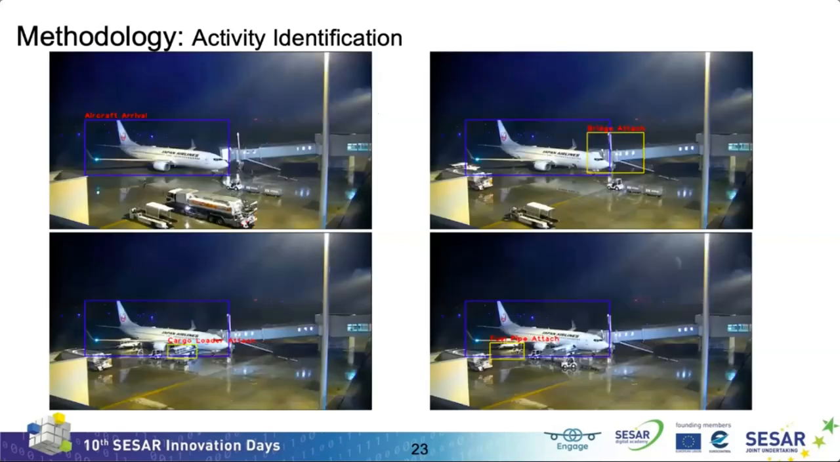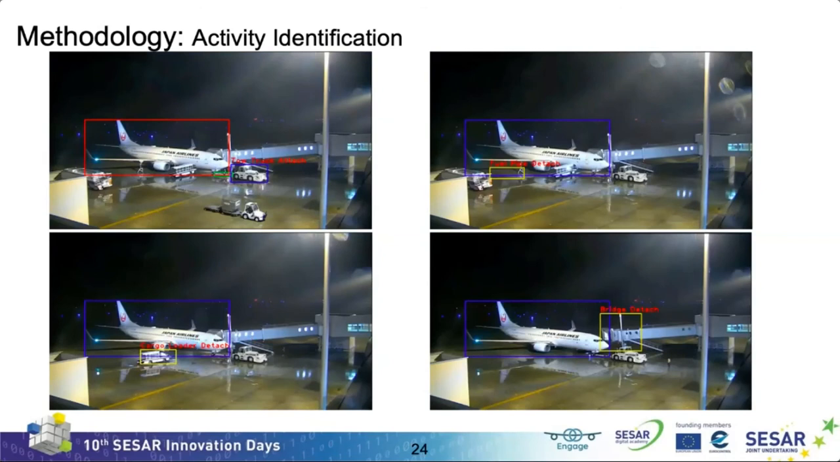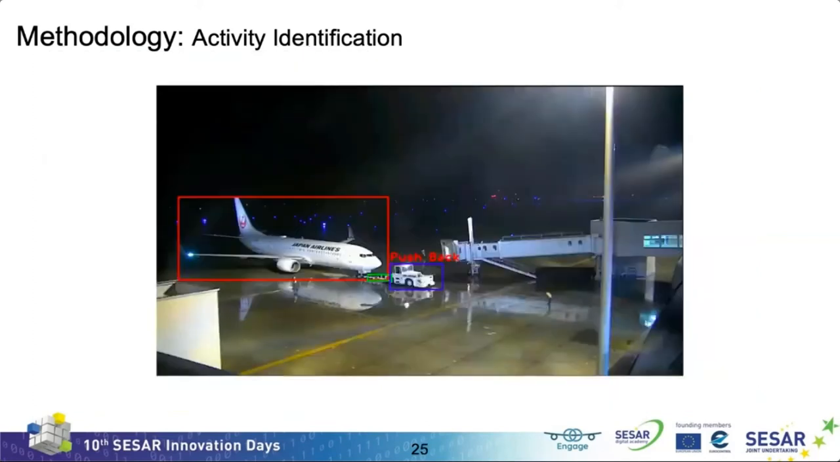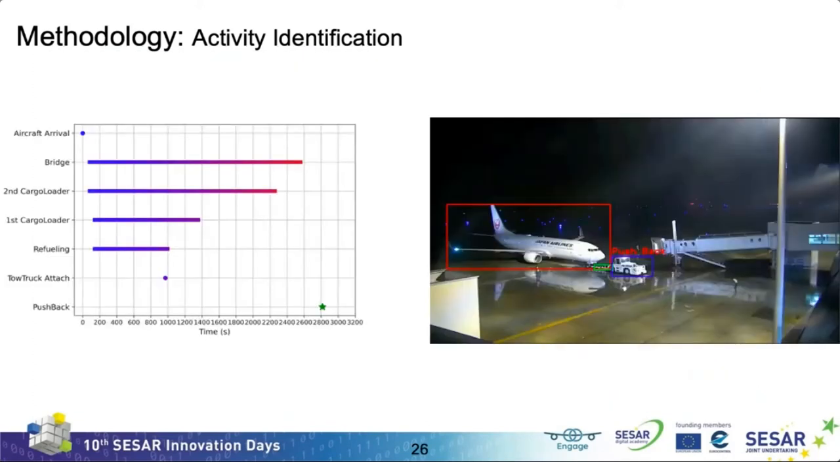There are 9 activities, including aircraft arrival, bridge attachment, cargo loader attachment, fuel pipe attachment, tow truck attachment, fuel pipe detachment, cargo loader detachment, bridge detachment, and finally pushback. Some activities can be shown with their duration as in the left figure. Instead of forward and aft, we use first and second cargo loader based on the time they detach.